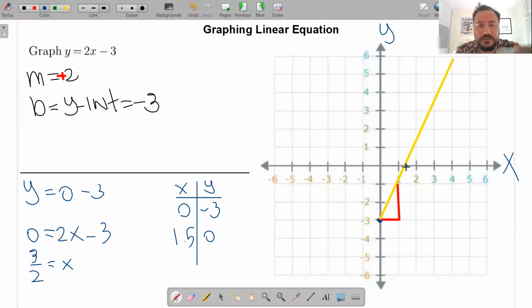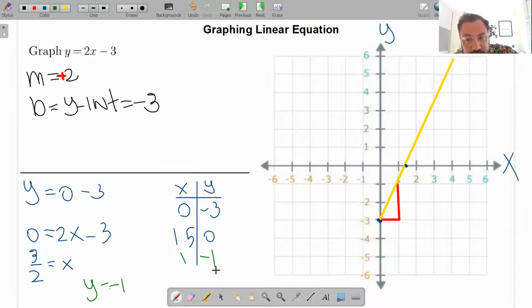You can choose other points. It doesn't have to be the intercepts. You can choose the point 1 for x. What happens when x is equal to 1? y will be equal to -1, because 2 multiplied by 1 is 2, 2 minus 3 is -1. And you can see it here. When x is equal to 1, your y will be equal to -1, and the point is right here. Okay, pretty straightforward.